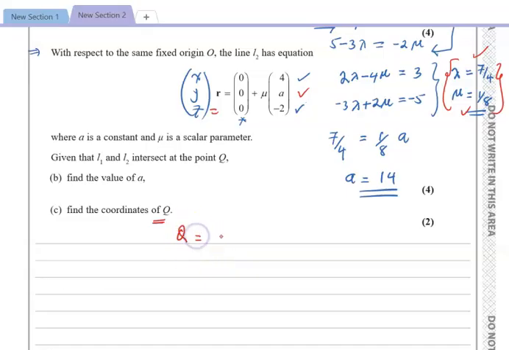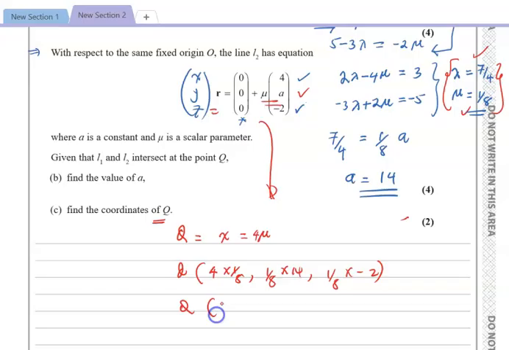Q is a point where x is equal to 4 mu. I'm just substituting mu here. So at Q, x is 4 times mu, where mu is 1 over 8. y is mu times A, which is 1 over 8 times A. And then z is 1 over 8 times minus 2. So you end up with your Q as 1 over 2, 7 over 4, and minus 1 over 4. You can use the first line, but the second line is better. That's your answer.